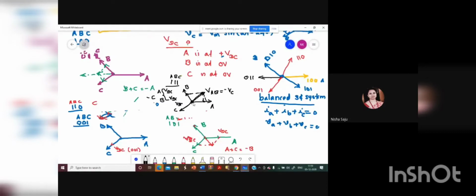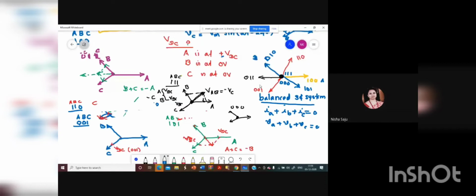Then what about 0, 0, 0? Definitely, A will be 0, B will be 0, and C will be 0. That is at the circle. So here you will be getting 2 zero state vectors, either the 1, 1, 1 structure or the 0, 0, 0 structure. So all the 8 states I have written here: 1, 1, 1, 0, 0, 0, then 1, 0, 0, 1, 1, 0, 0, 1, 0, all these are there.